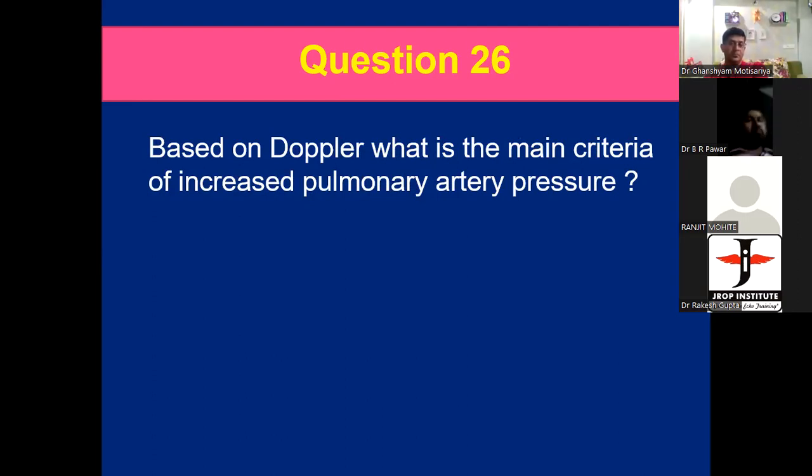Again, a tricky question. Based on Doppler, what is the main criteria of increased pulmonary artery pressure? Cannot recollect. Speak loudly. You cannot recollect. Okay, we'll come back. If you're doing a Doppler study, you want to calculate pulmonary artery pressure, how will you do it?